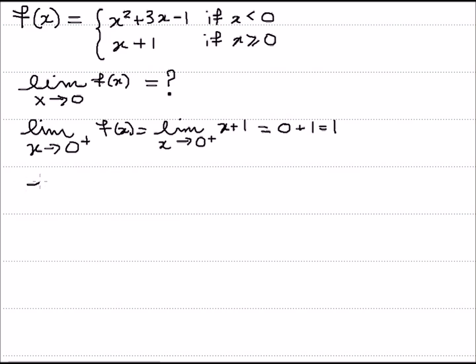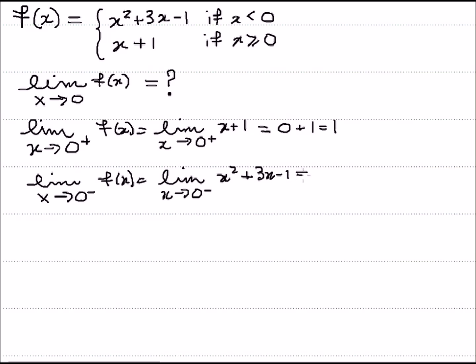Now if I look at the limit as we approach 0 coming from the left, the rule in that case is x squared plus 3x minus 1. Once again, I can easily evaluate this limit by replacing x by 0. So we get 0 plus 0 minus 1 equals minus 1. So the value of the left-hand limit is minus 1, and that's the y coordinate of the empty dot in the previous graph.